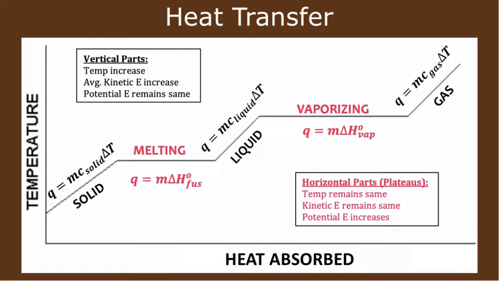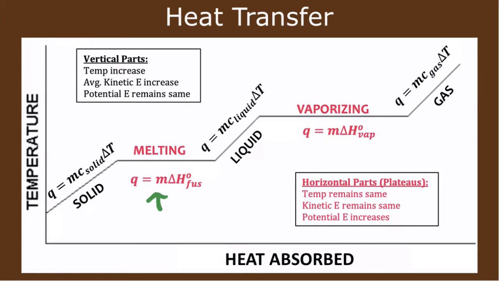And remember, at the plateau areas, the temperature does not change. That's why it's flat. That's at the horizontal parts. The kinetic energy remains the same because the temperature doesn't change, and kinetic energy is proportional to the average temperature, but the potential energy increases. Remember, that's energy as positions.